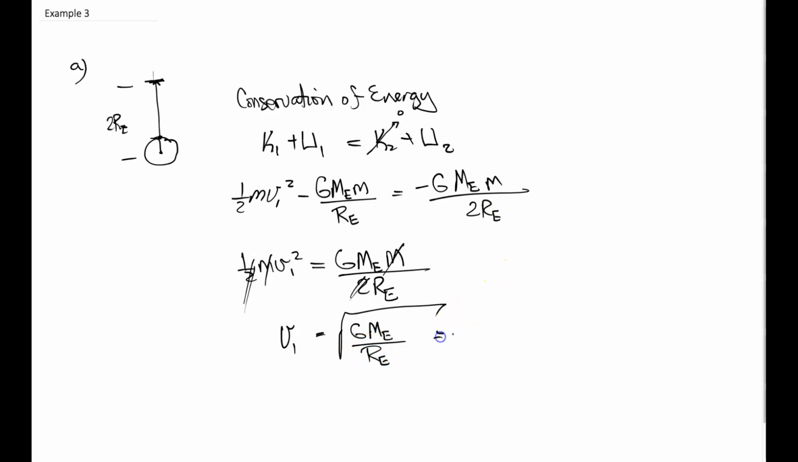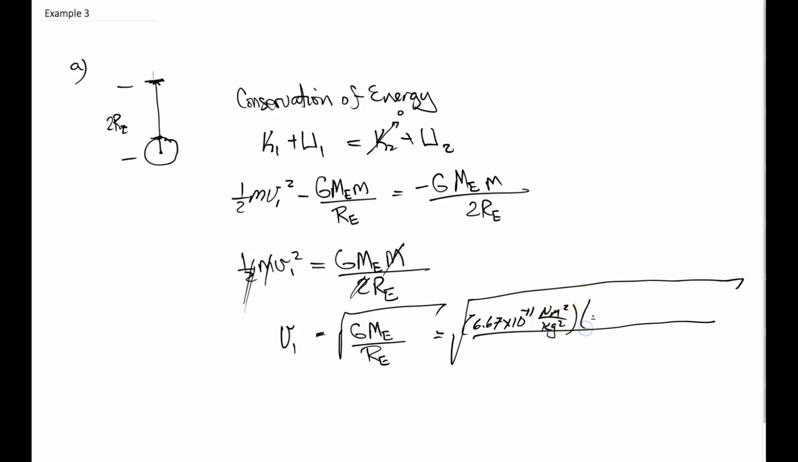And if we plug these numbers in, we get the square root of G, which is 6.67 times 10 to the negative 11th Newton meter squared per kilogram squared, the mass of the Earth, which is 5.98 times 10 to the 24th kilogram, over the radius of the Earth, which is 6.37 times 10 to the 6th meters, which gives us a speed of 7,910 meters per second.